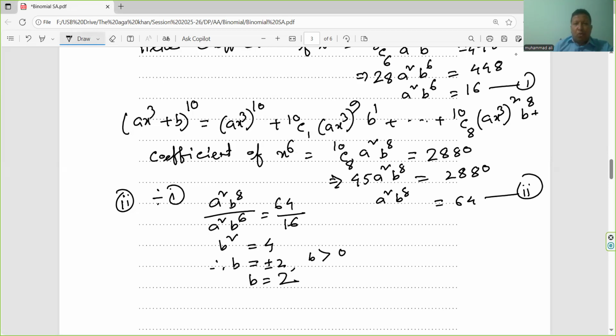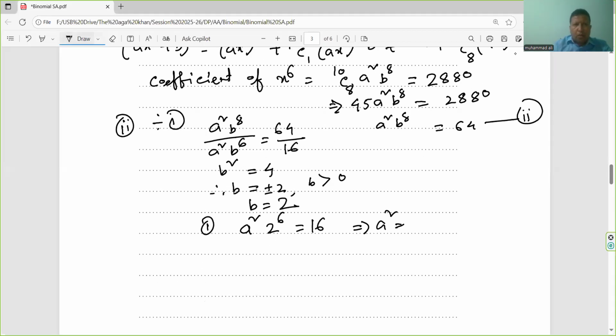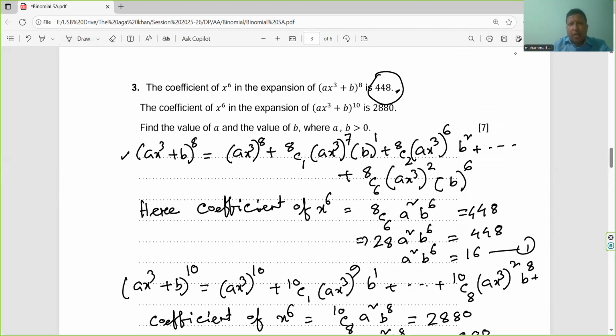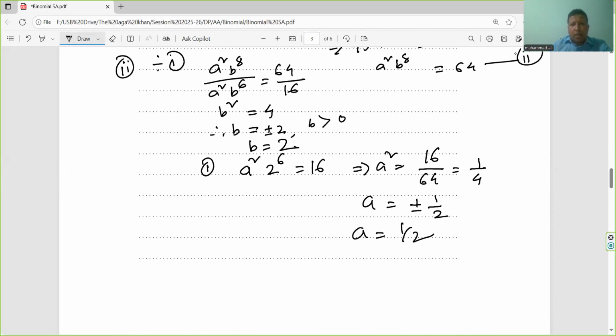Now put b equals 2 in equation 1. We'll get a squared times 2 to the power 6 equals 16. So a squared equals 16 by 2 to the power 6, which is 64. So it will be 1 by 4. So finally a equals plus or minus 1 by 2. We have to take a equals 1 by 2 because they say a and b both are positive. So the final answer is a equals 1 by 2 and b equals 2.